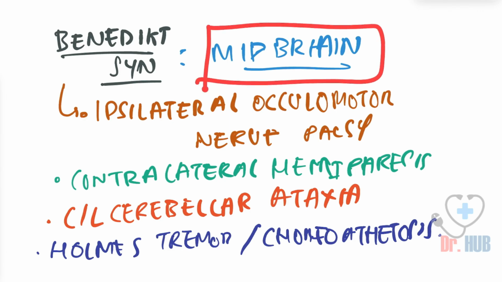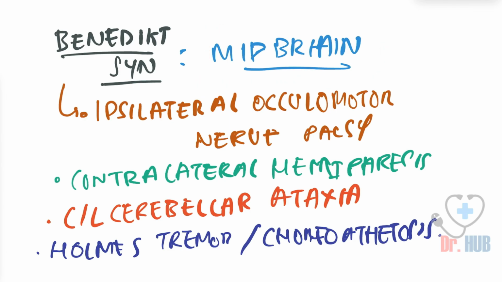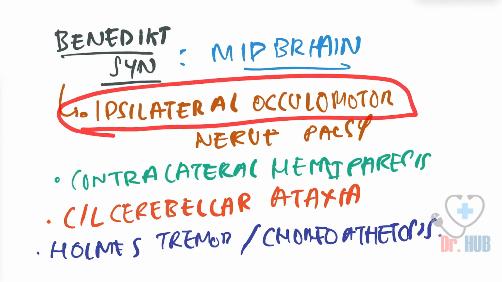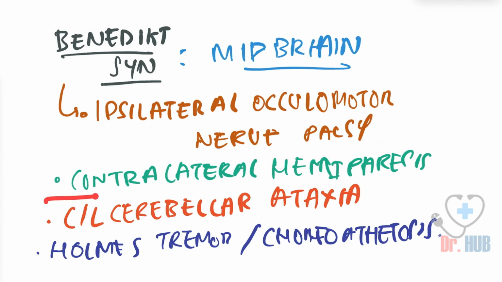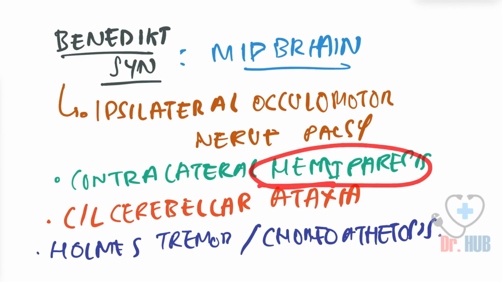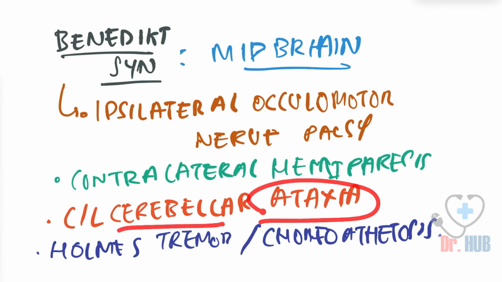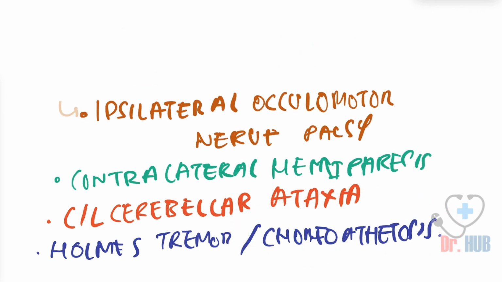Just to recap, we saw the Benedict syndrome. It involves a lesion in the midbrain. There is an ipsilateral oculomotor nerve palsy, a contralateral hemiparesis, and a contralateral cerebellar ataxia. Then there is the Holmes tremor and chorioathetosis. Now we will be moving to answer our questions.